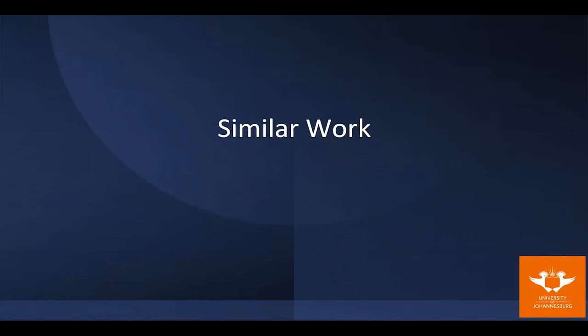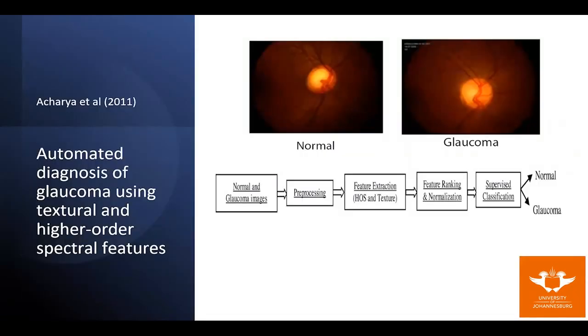A vast amount of research has been conducted, focusing on glaucoma, diabetic retinopathy, and cataract detection. Akaya and other researchers have created a method for the automated diagnosis of glaucoma using textural and higher order spectral features. Higher order spectra features were extracted using a radon transform, and textural features were extracted using a gray level co-occurrence matrix. These features were combined and then classified.